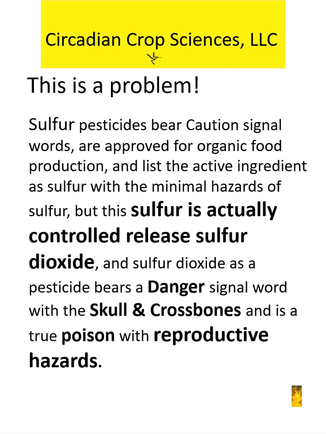Sulfur pesticides bear caution signal words, are approved for organic food production, and list the active ingredient as sulfur with all the minimal hazards of sulfur. But this sulfur is actually controlled release sulfur dioxide. And sulfur dioxide, when used as a pesticide, those products bear a danger signal word with the skull and crossbones. And they're true poisons with reproductive hazards documented by California in Prop 65.